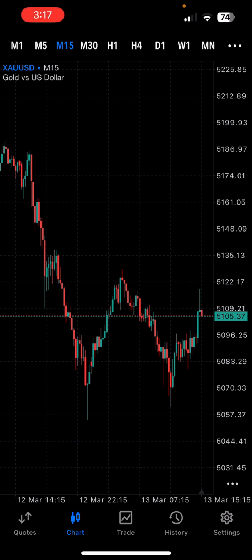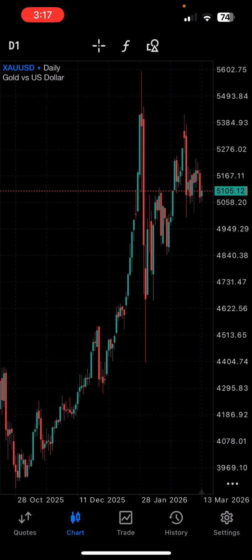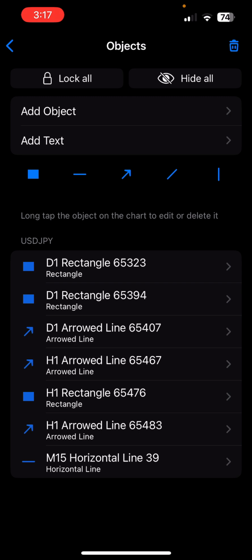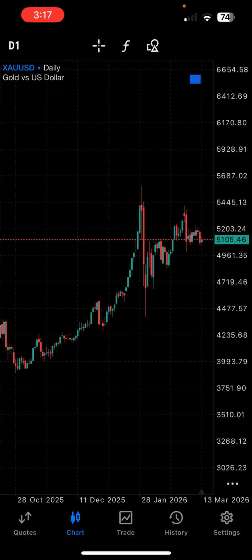Yeah, so this is gold. Let's begin from the daily time frame. As I said, in the daily time frame, we are in an uptrend. So simply draw your zones, but first clear everything here.